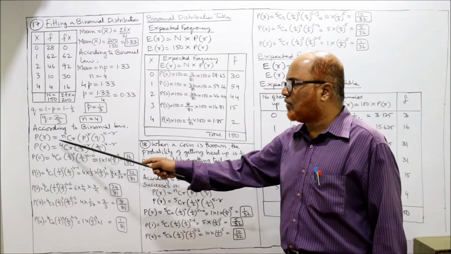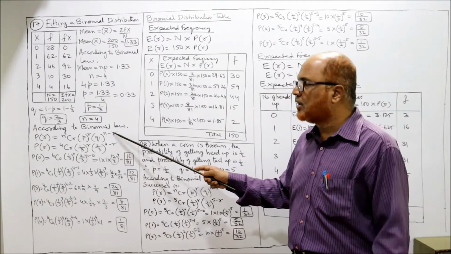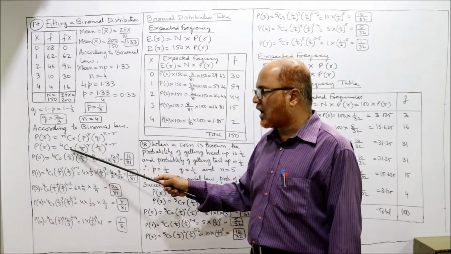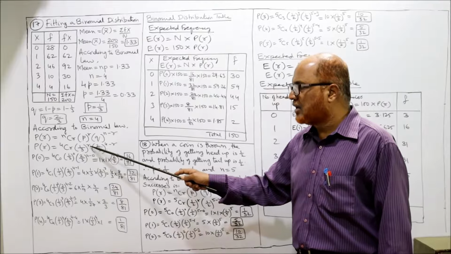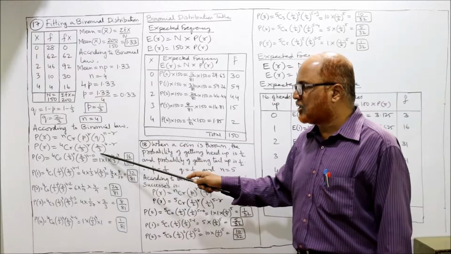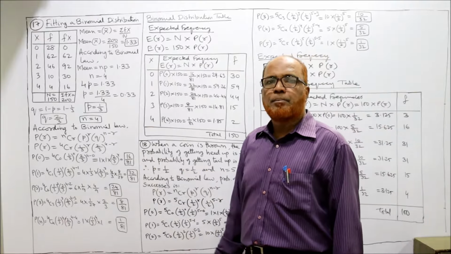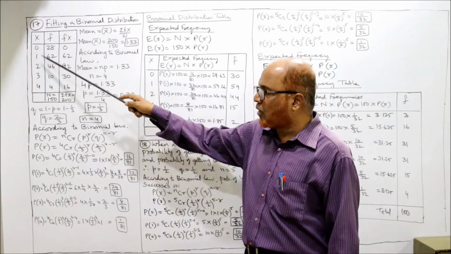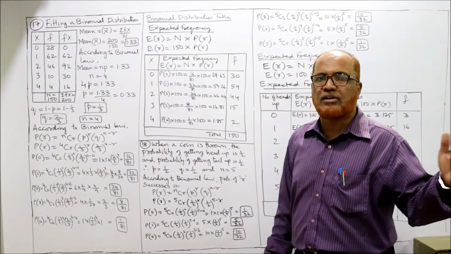According to binomial law, P of R is NCR P to the power of R, Q to the power of N minus R. Same formula. So P of R is equal to, N is nothing but 4, so 4CR, P is 1 by 3, 1 by 3 to the power of R, and Q is 2 by 3, 2 by 3 to the power of 4 minus R. This is the formula. Now we calculate P of 0, P of 1, P of 2, P of 3, P of 4. All the probabilities we need for X values 0, 1, 2, 3, 4.